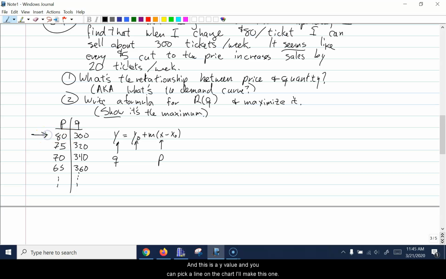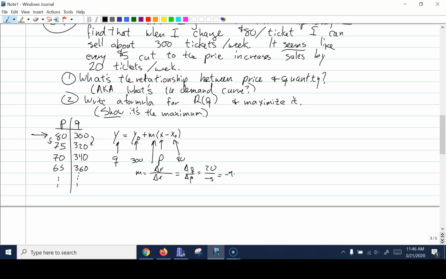I need to pick a point on the chart. I'll pick this one. Our q value will be 300, and the corresponding p value for that will be 80, and we need the slope. It's the difference of the y's over the difference of the x's, except that means difference of the q's over the difference of the p's. So that means this is going up by 20, and this is going down by 5, so 20 over negative 5 is negative 4.